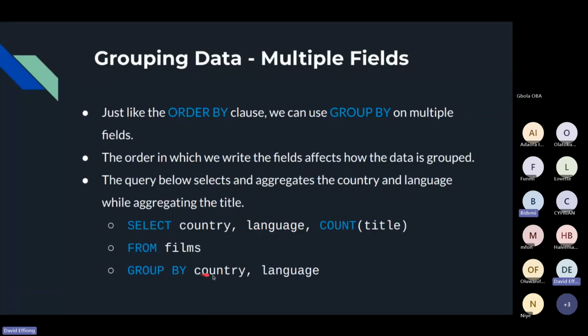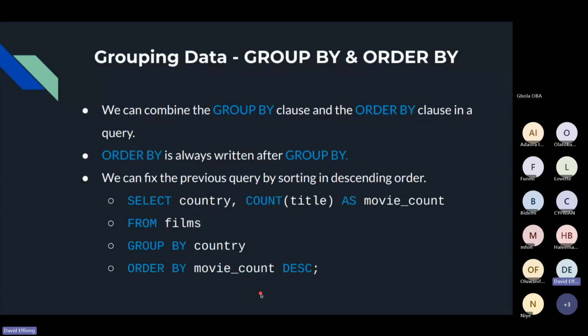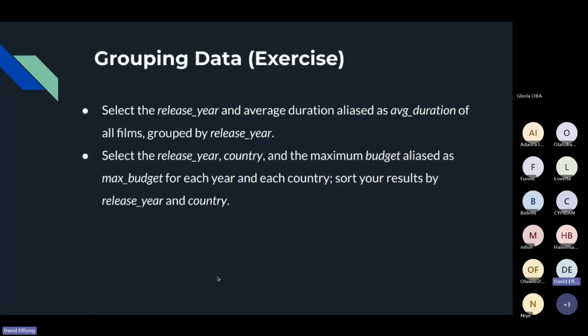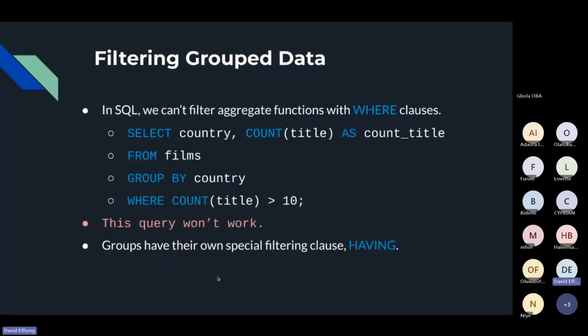Examples where you can group by multiple fields, not just one column, like in this case, we're grouping by language. And I mentioned you can use group by and order by together at the same time. Group by is going to group your data, while order by is going to sort your data. In this case, we're using DESC, so this is going to sort data in descending order. And we looked at some practice examples and some exercises.